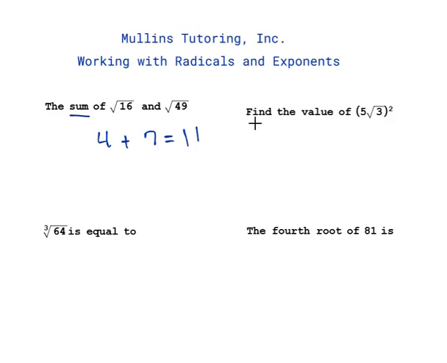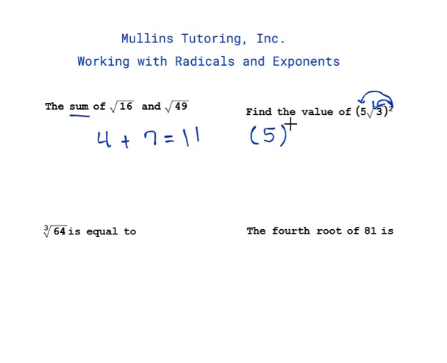In the second problem, they ask us to find the value of, in parentheses, 5 square root of 3, squared. The numbers in parentheses, 5 square root of 3, is basically saying 5 times the square root of 3. And then we're going to square each of these terms, so we're going to distribute that square to each term. Since this is a multiplication, 5 times the square root of 3, I'm going to break them apart.